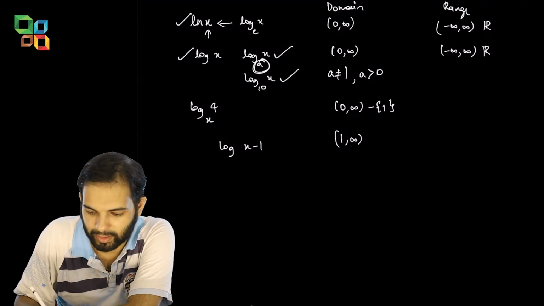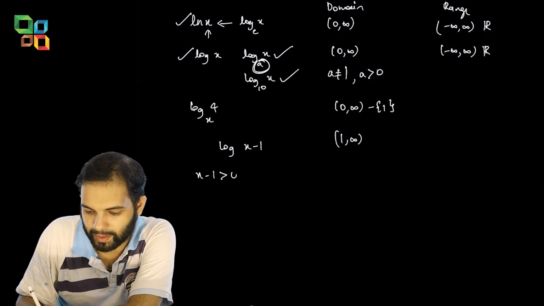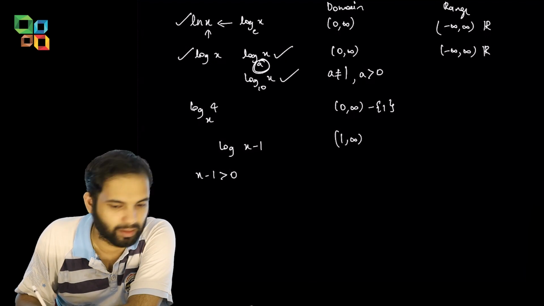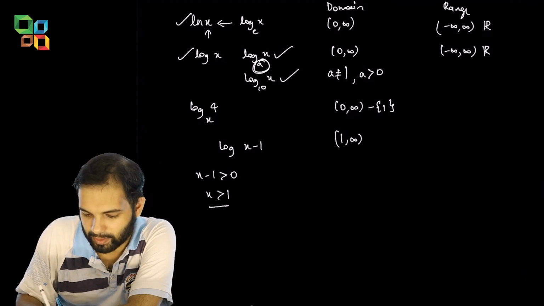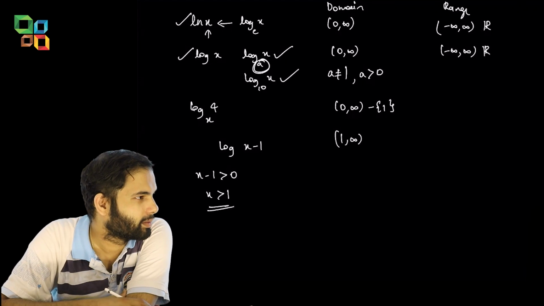It can't be negative, right? So you simply write x minus 1 should be greater than 0. This is the condition. So that means what? x is greater than 1. Therefore, I wrote my domain.